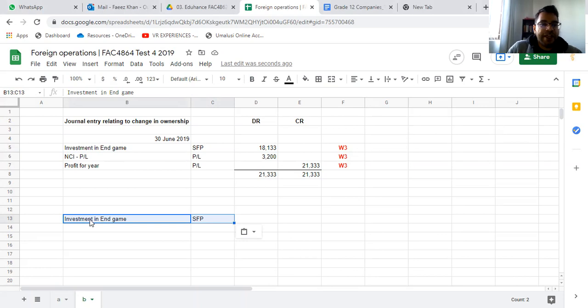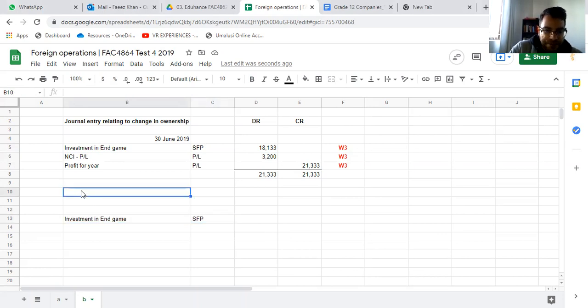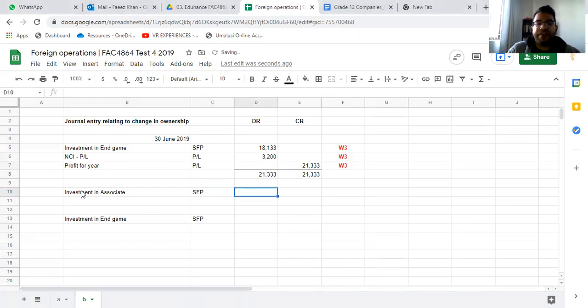What we're going to recognize is the investment in associate. The investment in associate is simply the fair value of the remaining interest, which was given to us as 75 million. You can just look over there, 75,124,000. We're working in rand millions, so we will just keep it as is.